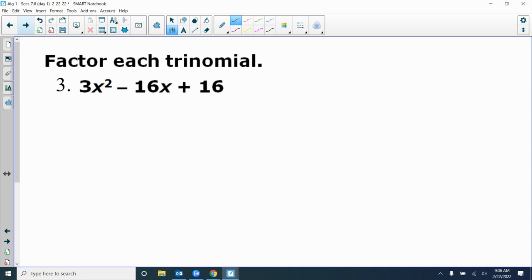All right, look at that last one. Think about the steps we just did. You might need to go back and forth. 3x squared minus 16x plus 16.